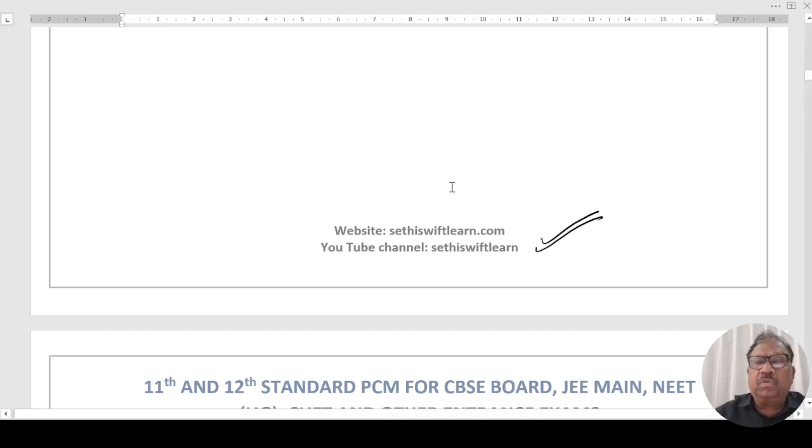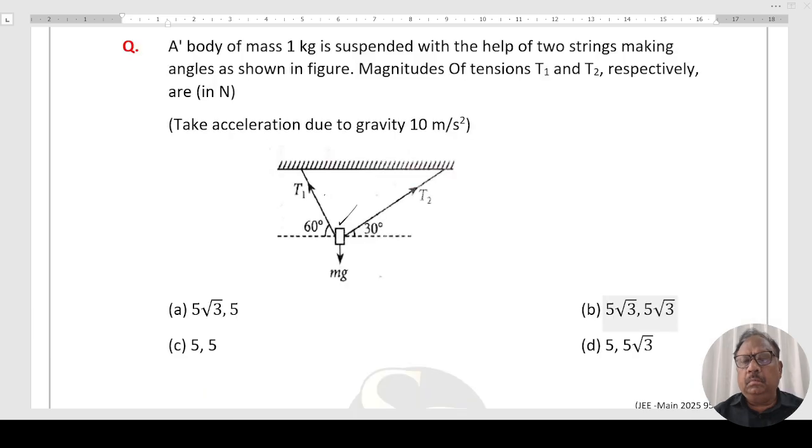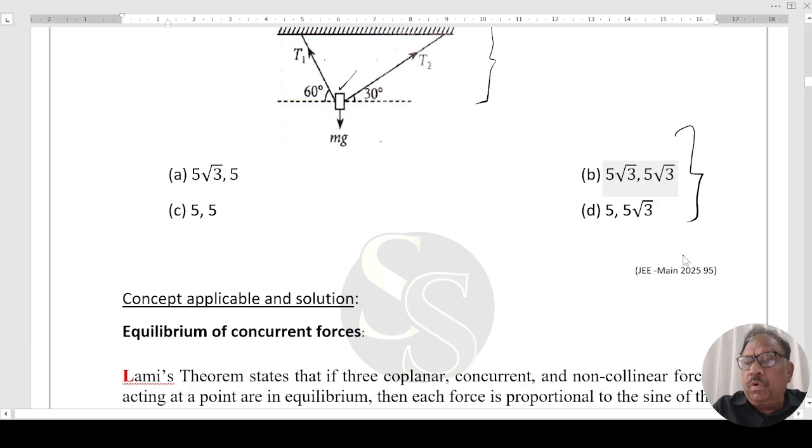Now let's start with the question and concepts. Question is, a body of mass 1 kg is suspended with the help of two strings making angles as shown in the figure. This is the figure. Magnitude of tensions T1 and T2 respectively are in Newton. Take acceleration due to gravity 10 meter per second square. 4 options are given to you. One of the options is correct. Question is taken from JEE Main 2025. Concept, applicable and solution.